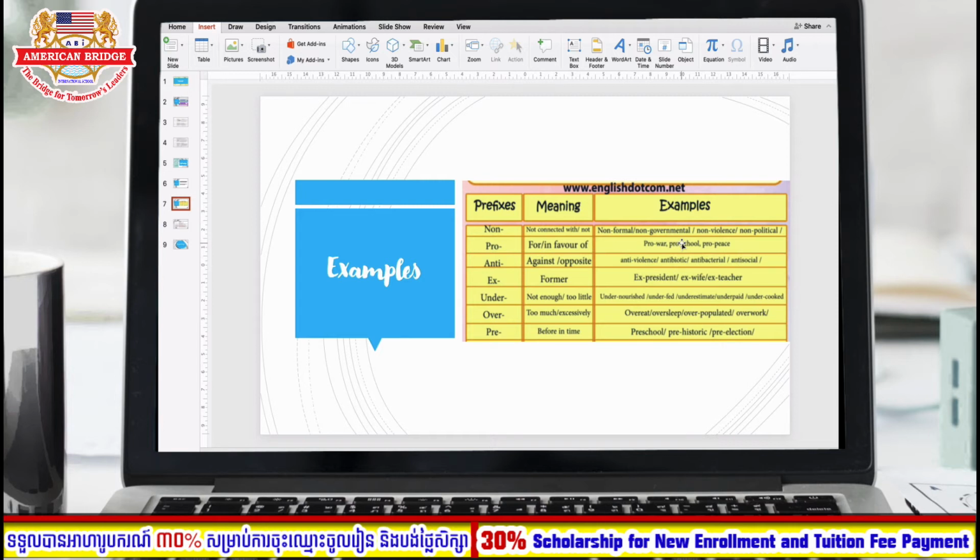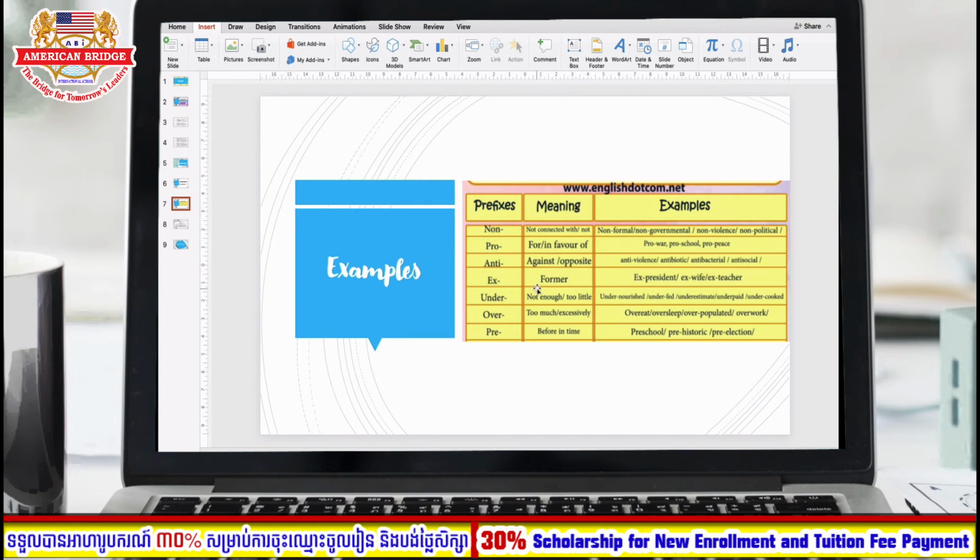And for the prefix pro, which means in favor of, pro-verb, pro-school, pro-peace. This one is not typically popular to use. However, the prefix anti, which means against or opposite. Let's say violence. People who claim to be anti-violence are opposed to violence. They don't like violence. When we say anti-social, it means they are opposed to the word social.